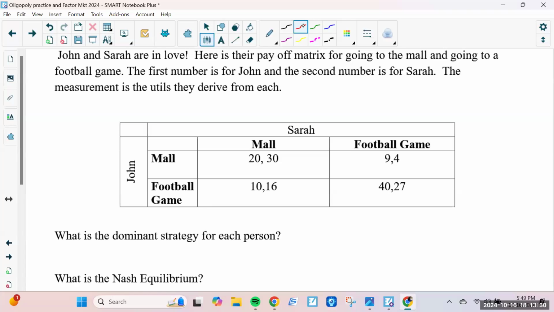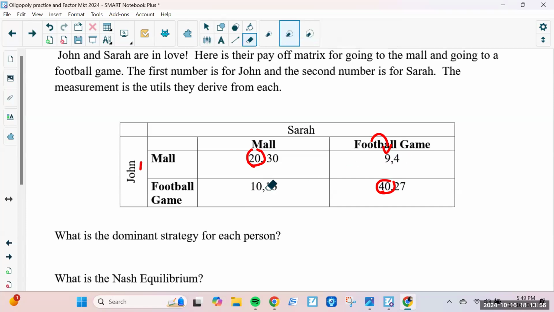Again, John is the first number, so we're looking at just the first number for John. If Sarah says, I want to go to the mall, then John is also going to go to the mall because 20 is bigger than 10. If Sarah says, I want to go to the football game, then John's going to say, yeah, I definitely want to go to the football game because 40 is bigger than 9. So John doesn't have a dominant strategy.